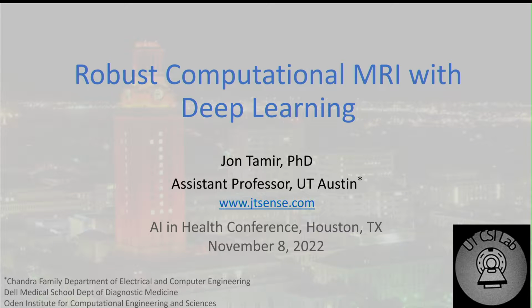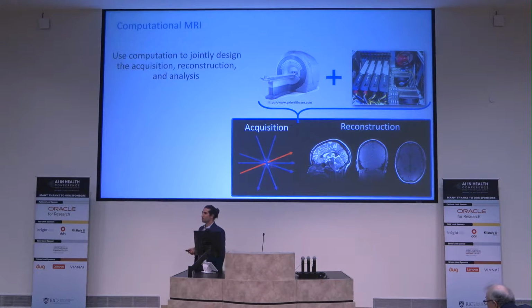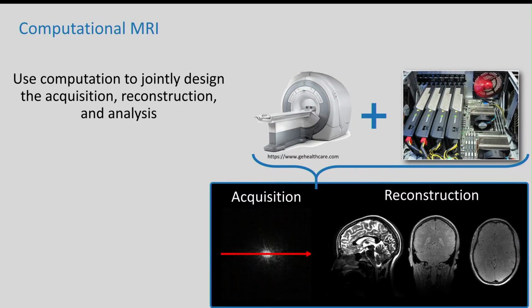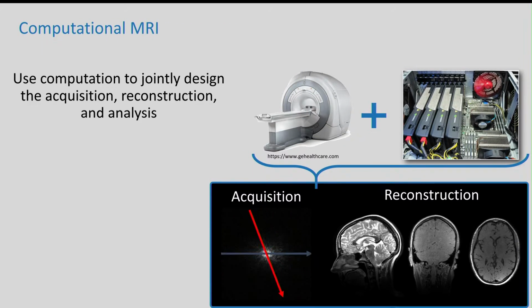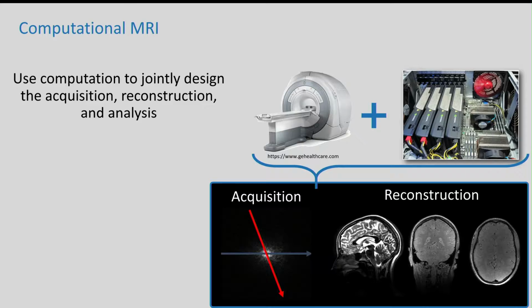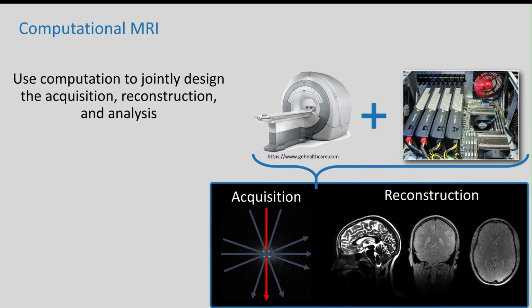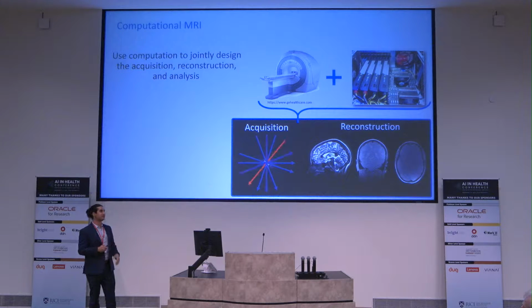So I'm going to talk about robust computational MRI with deep learning. And before that, I just want to talk about what computational MRI means. In my definition, computational MRI is the idea of using computation to jointly design how we acquire measurements from the MRI system and how we recover it, or reconstruct it, into an image. And to do this, we use knowledge of the system plus heavy computation to redesign how data is acquired.